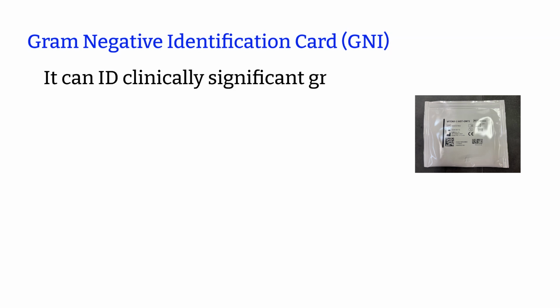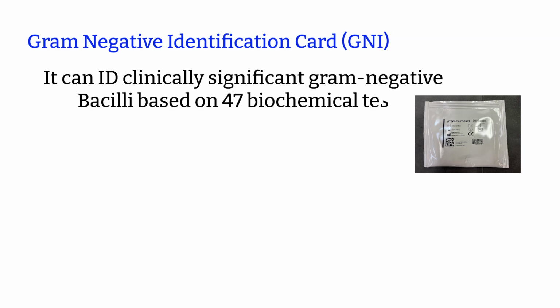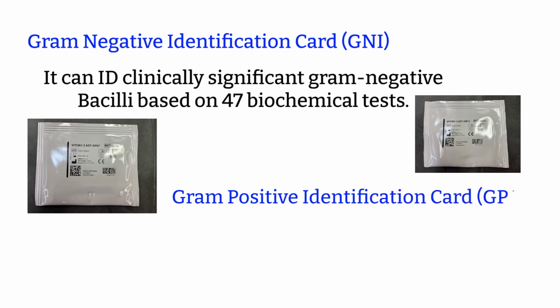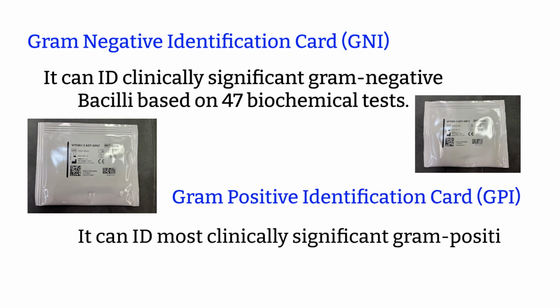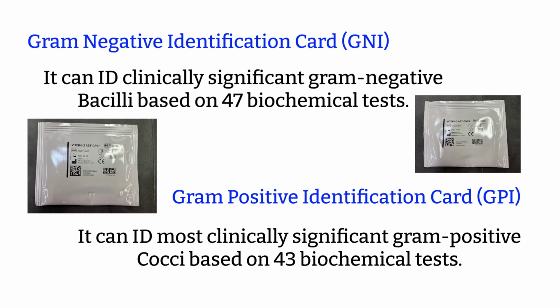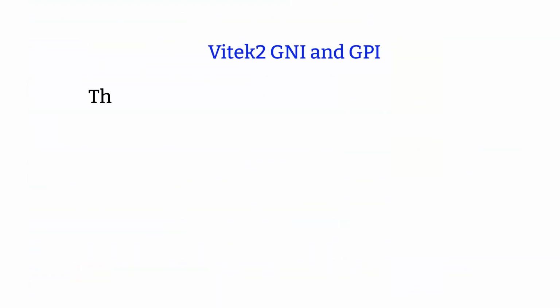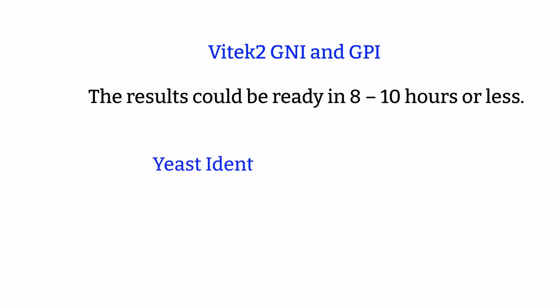The gram-negative identification card will identify most clinically significant gram-negative bacilli based on the reactions in 47 biochemical tests. The gram-positive identification card will identify most clinically significant gram-positive cocci based on the reactions in 43 biochemical tests. The results for gram-positive and gram-negative could be ready in 8 to 10 hours or less.